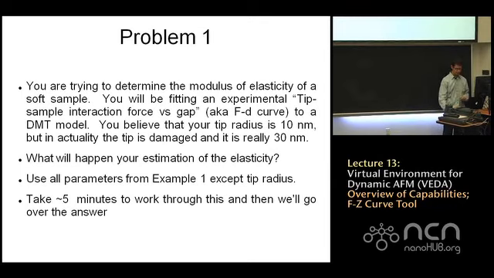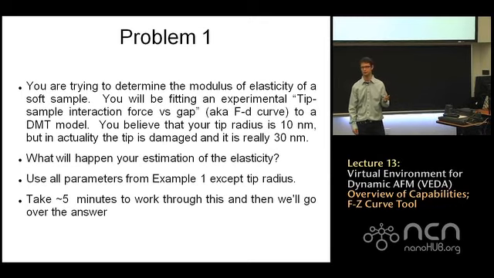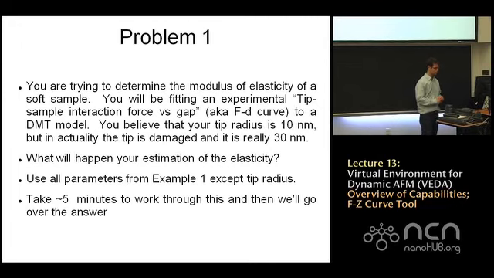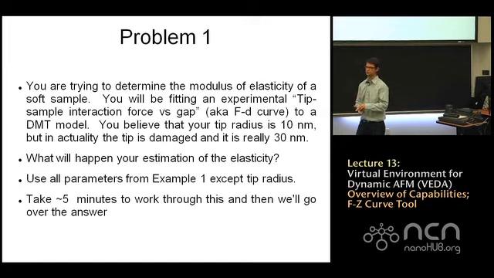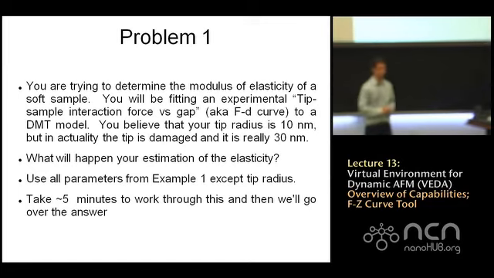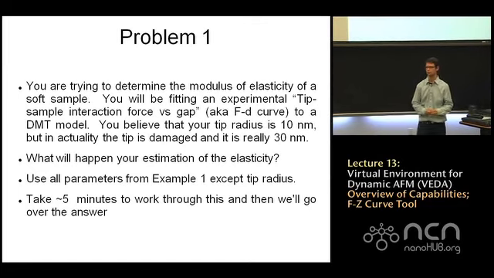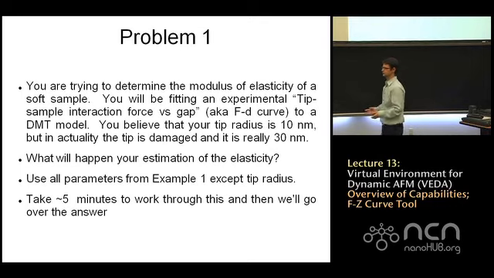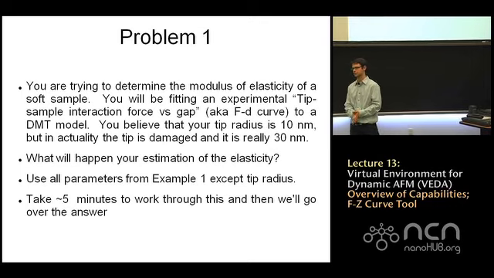And when you do the model, we're going to have to assume, one, a model that we're going to use, but two, we need to know something about the geometry of the tip, and actually the properties of the tip. So we think that we have a tip radius of 10 nanometers, but unfortunately the tip has become degraded over use, and the tip radius is now more like 30 nanometers. So what will happen to our estimation of the elastic modulus in this scenario? We're assuming 10 nanometers and the tip radius is actually 30.